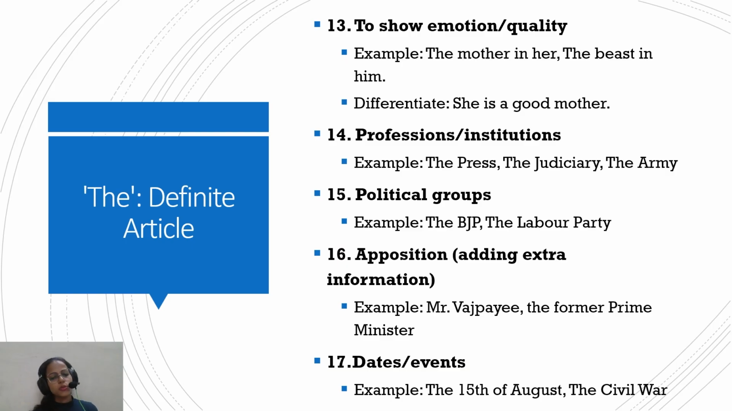A position. A position means adding extra information. So if I were to say Mr. Vajpayee, the former prime minister, here I have to add some extra information, that he was also former prime minister, so I will use the article "the". Again, it's a very specific case. So saying Mr. Vajpayee, a former prime minister wouldn't be true or correct in this context, but the former prime minister of India would be absolutely true. Mr. Vajpayee, the former prime minister of India. A former prime minister can be used in some context, but it's not relevant for us at this point.